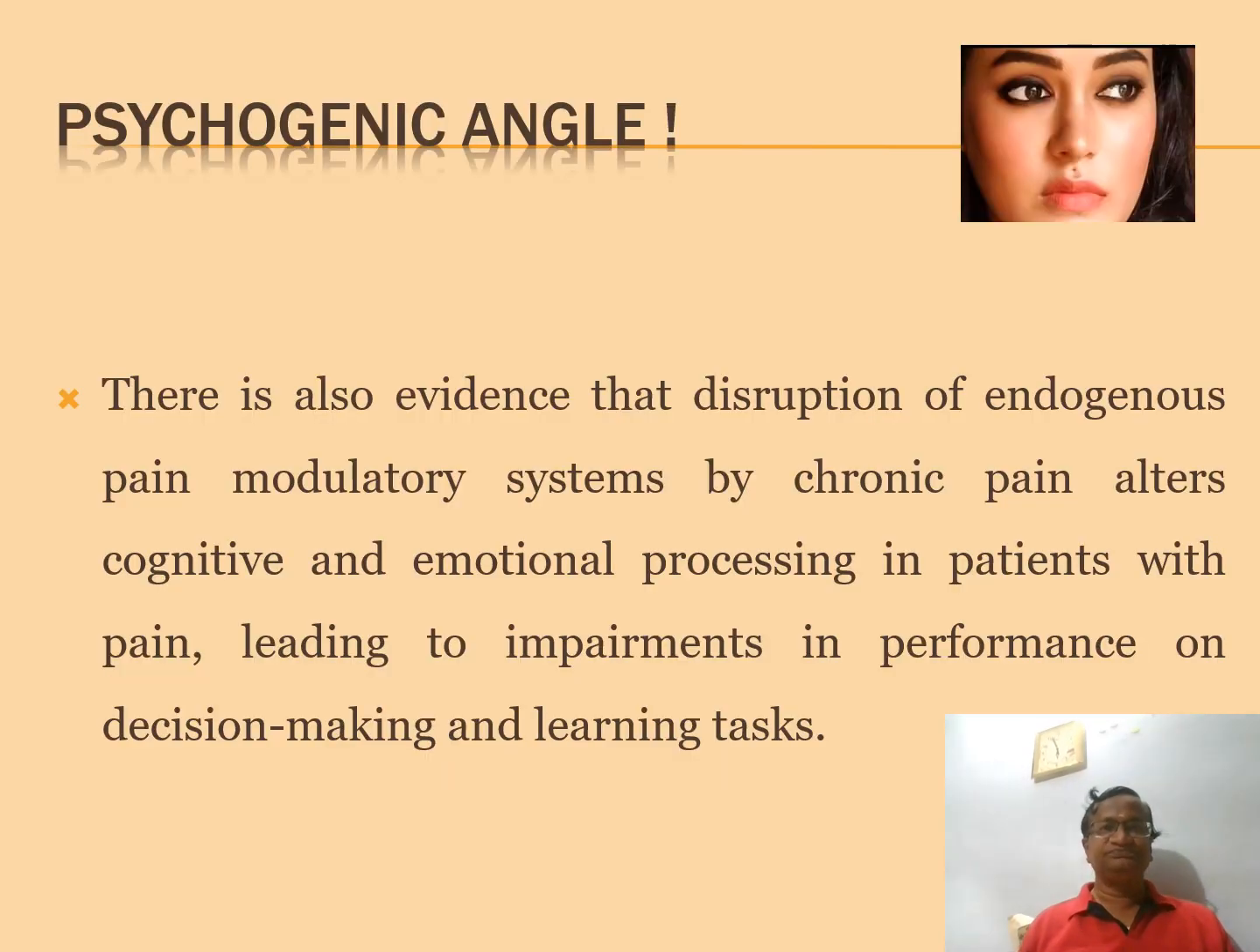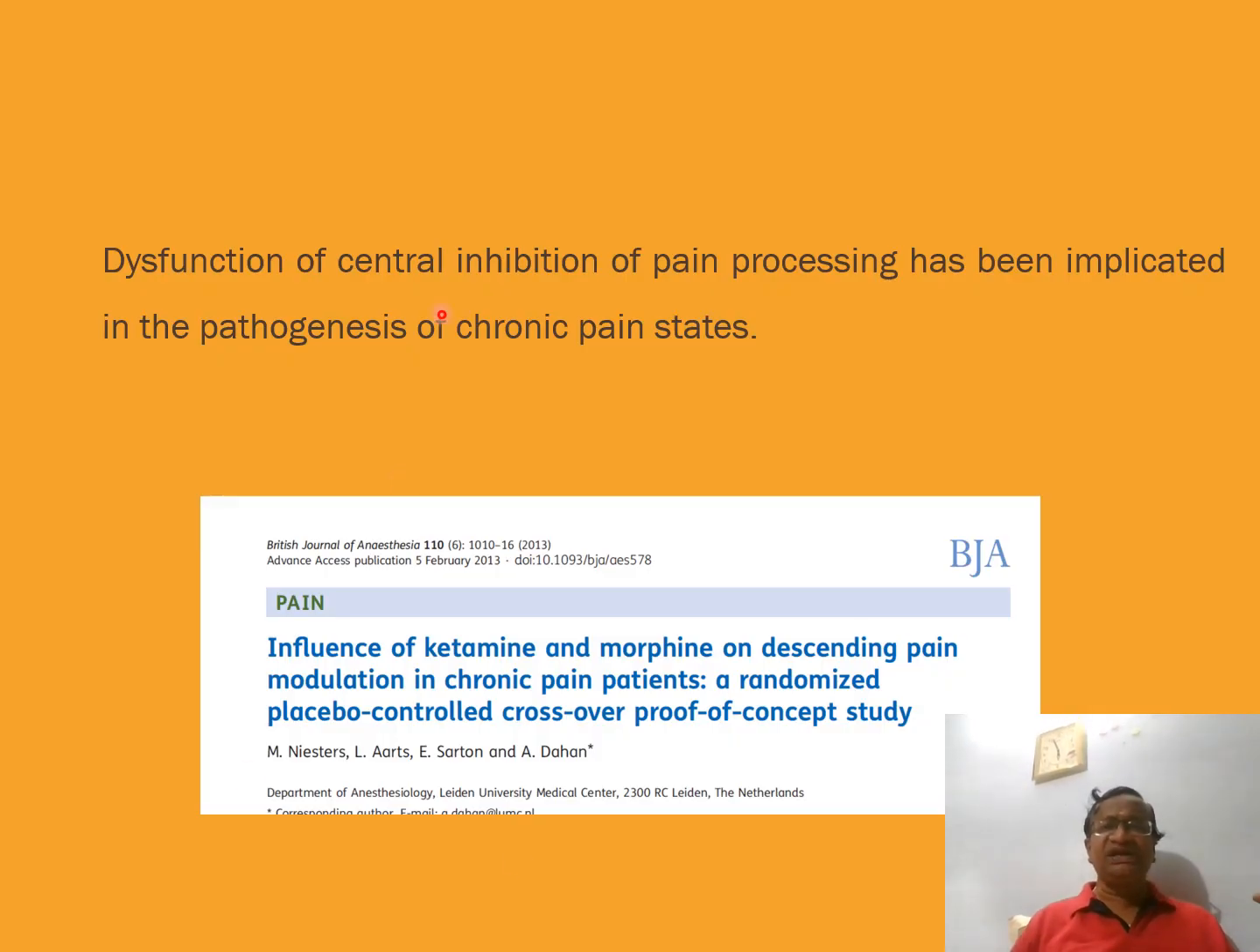Descending pain modulation. If you want to go in a psychogenic angle, disruption of endogenous pain modulation by chronic pain alters cognitive and emotional processing. Yes, we thought all these things are due to spinothalamic and mesencephalic tracts, causing what they call a neural signature, a neuromatrix involving the limbic system. But now they say even in psychogenic pain, there is a role of descending modulation. Dysfunction of the central inhibition of pain has been implicated in chronic pain.